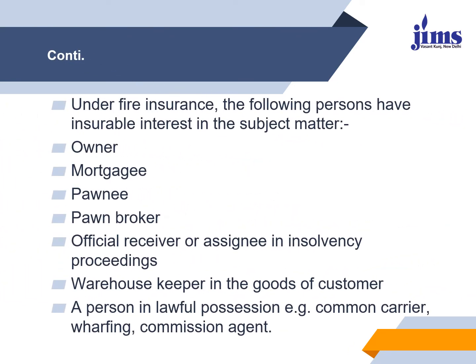Under fire insurance, the following persons may have insurable interest in the subject matter, that is the property. The first is the owner of the property, then the mortgagee of the property, pawnbroker, official receiver or assignee in insolvency proceedings, warehouse keeper in the goods of customers, and a person who is in lawful possession, that is a common carrier, wharfinger or commission agent. These are the people who have insurable interest in the subject matter, that is property, under fire insurance contracts.